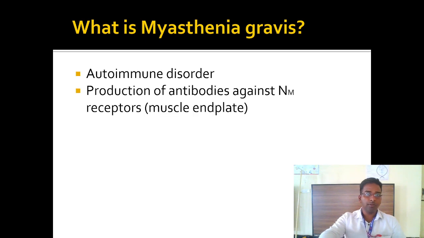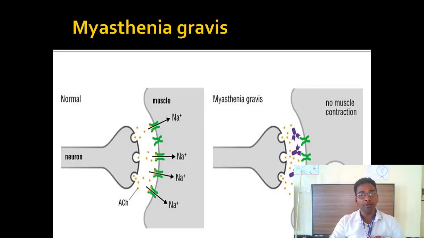When we talk about myasthenia gravis, we can categorize it as an autoimmune disorder. Autoimmune disorder means our own antibodies targeting our own receptors. So antibodies are produced in the thymus and they target NM receptors present in the muscle end plate. Thus it decreases the population of NM receptors at the muscle end plate.